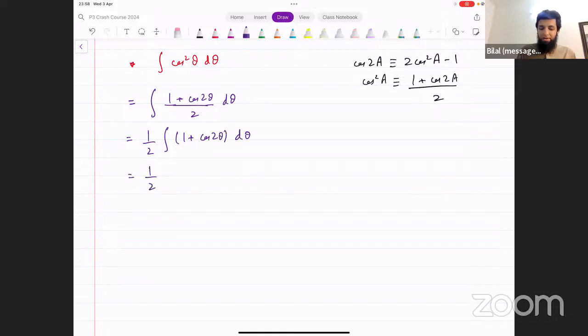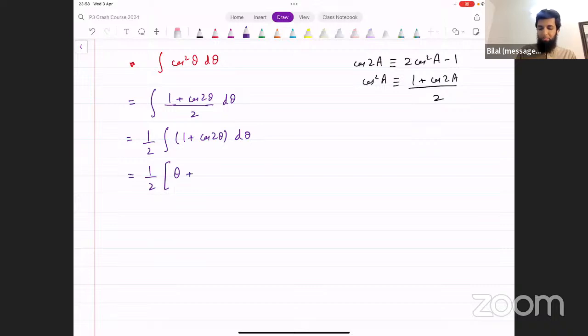1 over 2 outside remains as it is. What's the integral of 1? What's the integration of 1? Quickly. What's the integration of 1? Theta. Don't write x here. This is theta because we are integrating with respect to theta. Integration of 1 with respect to theta is theta.